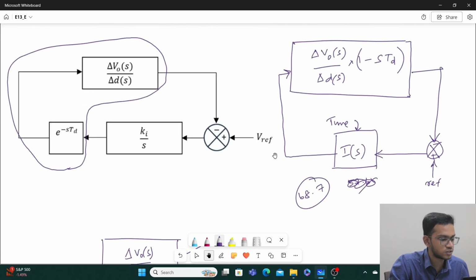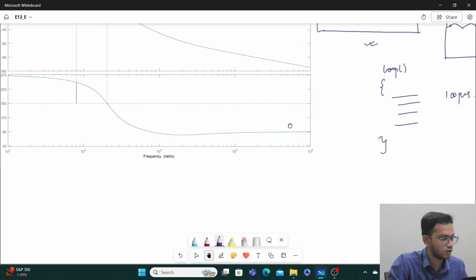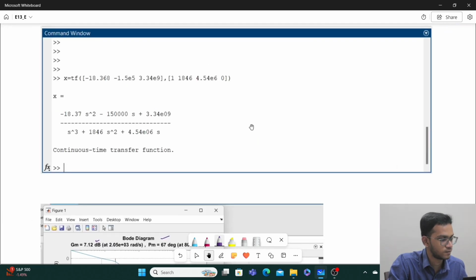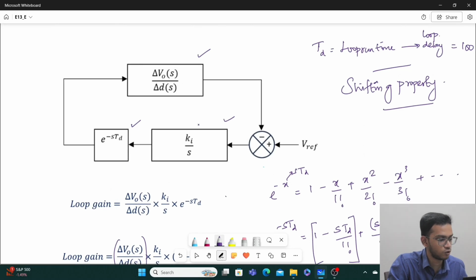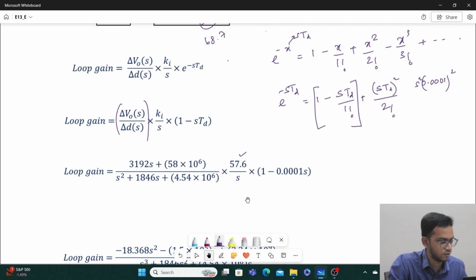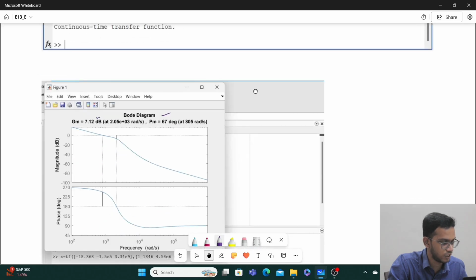So simply what I mean to say is, once you find out the new Ka value, taking the effect of loop delay into account, go back here and do this process again. Just the difference is, earlier this was 57.6, now this will be 68.7. You take this and do all these processes again, from here to here.